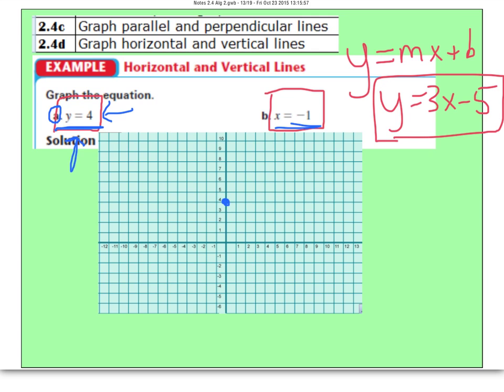So right now I've graphed the ordered pair (0, 4), because the y has to be 4. Well, there's another ordered pair where y is 4 and another ordered pair where y is 4. Well, what are the other x values? I don't know, I'm just going to pick something. How about 1 and 2? If that's the case, then the ordered pairs (1, 4) and (2, 4) are on the graph. If you connect those points, you get the horizontal line.